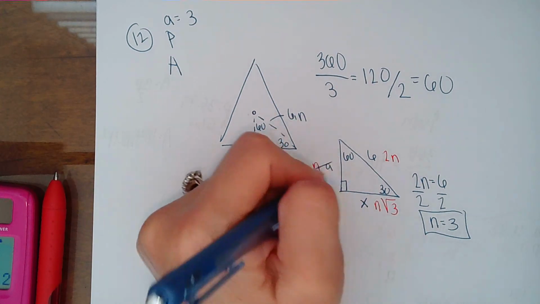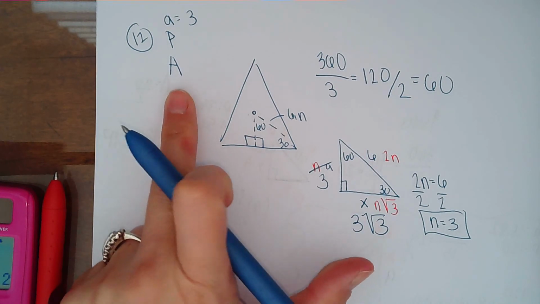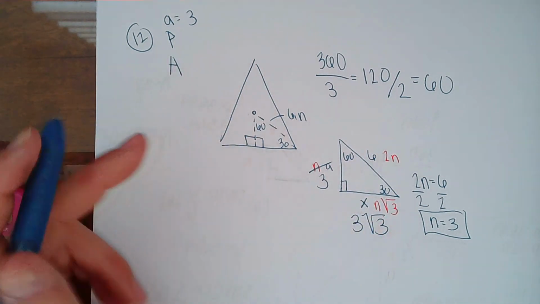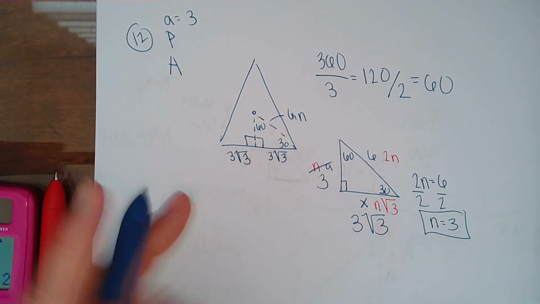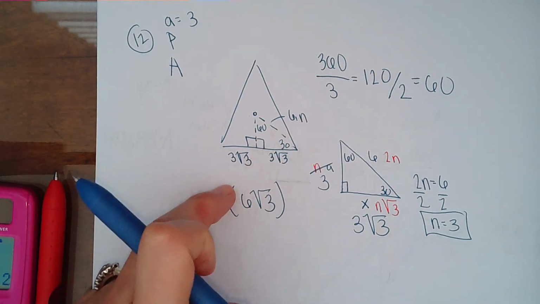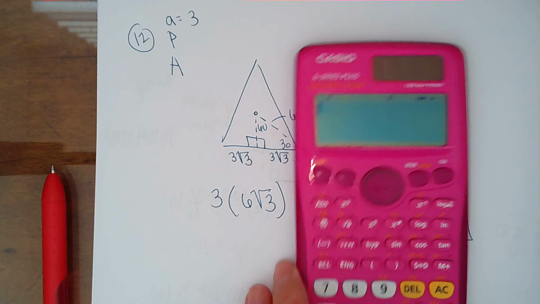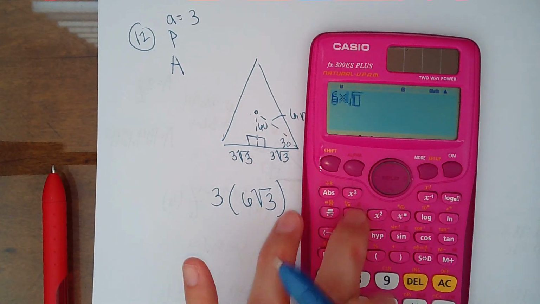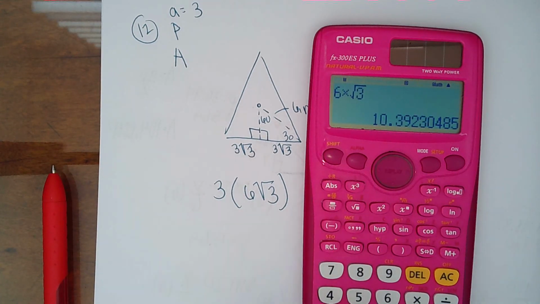I know that this side right here is going to be 3 root 3. Now I need to think of it as my perimeter, right? So this part is 3 root 3, and this part is 3 root 3. Well, the whole side is going to be 6 root 3. And there's 3 sides for the perimeter, so we can multiply that by 3. And you guys can go ahead and turn it into a decimal. So you can go 6 times root 3 equals, we'll give it a second, that's it as a decimal. And then we can multiply that little side by 3 to represent the 3 sides of the triangle.